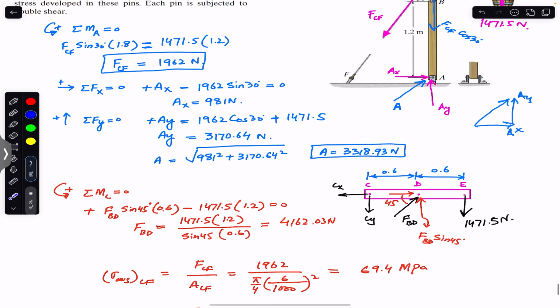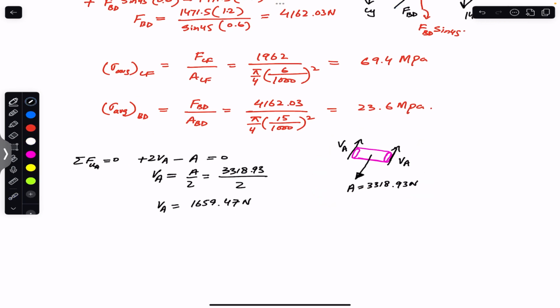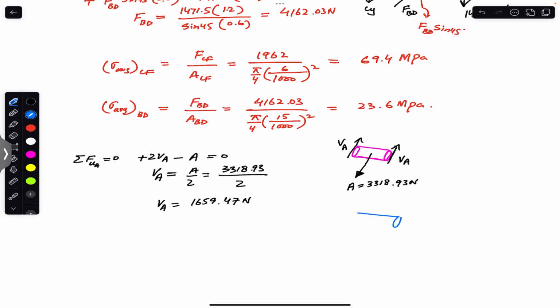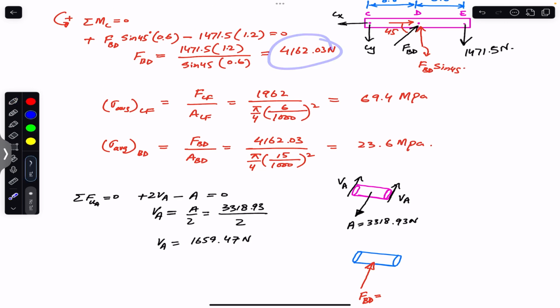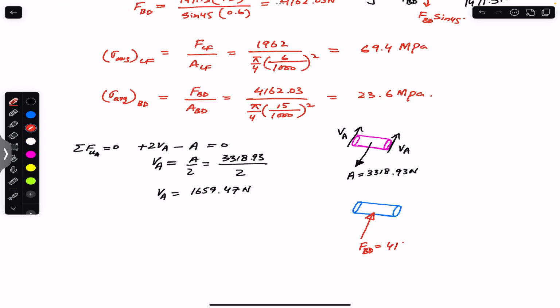Similarly, we want to find the shear force in the pin at D as well. As you can see, the strut is applying the force on the pin at D in this direction. So again we will have the same free body diagram, but now with FBD. Let's say this represents the pin at D. FBD is acting on the pin in this direction, and since the strut is in compression, FBD is going to push the pin. FBD is 4162.03.